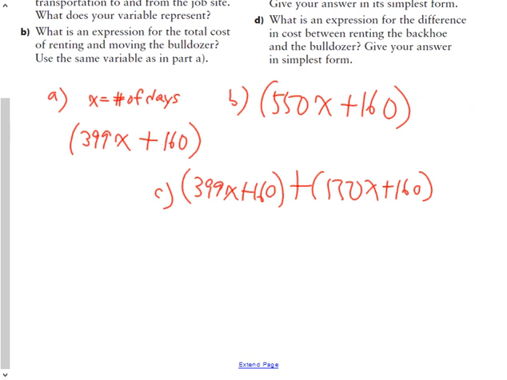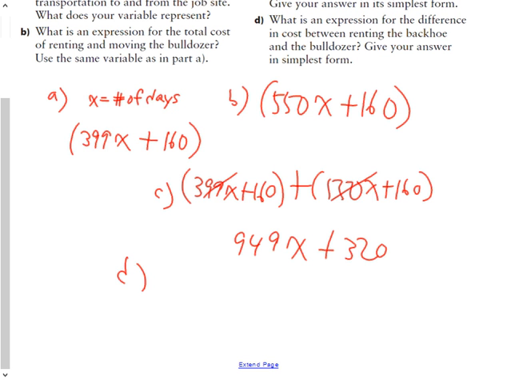And finally, D says, what is an expression for the difference. Oh, sorry, actually I can simplify this. So now that I have this to rent both of them, I would gather those two like terms. That would be $949, or 949 multiplied by the number of days, plus $320 to get both the bulldozer and the backhoe to and from the job site.